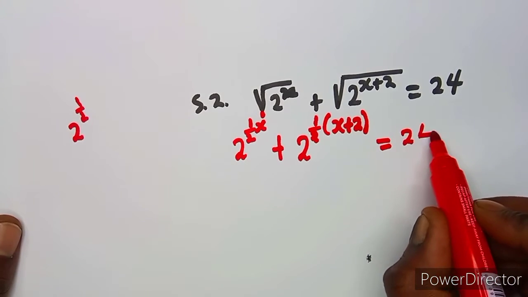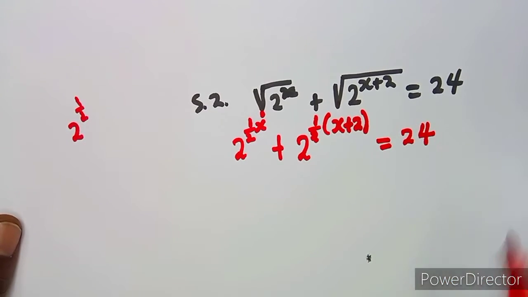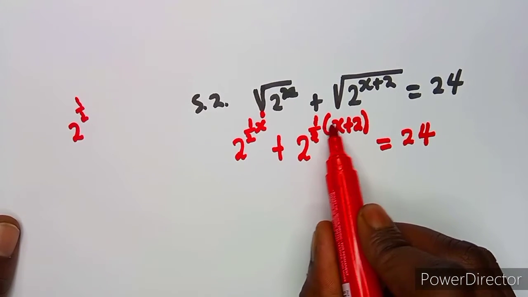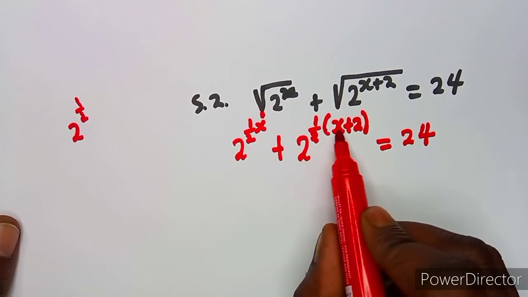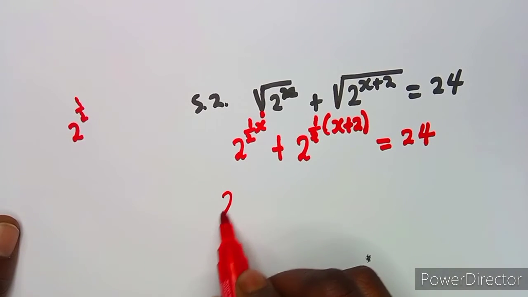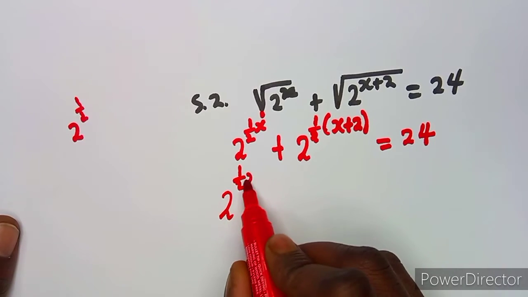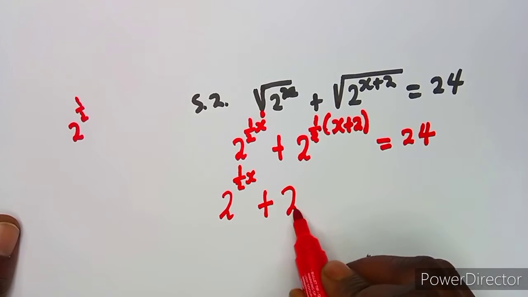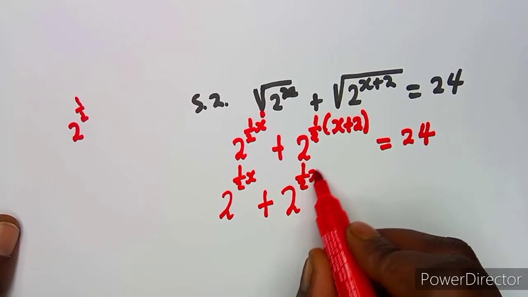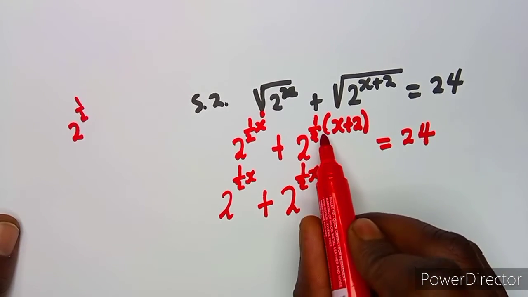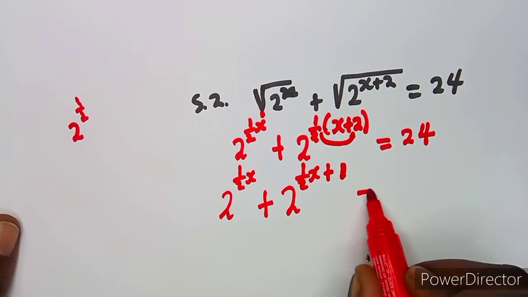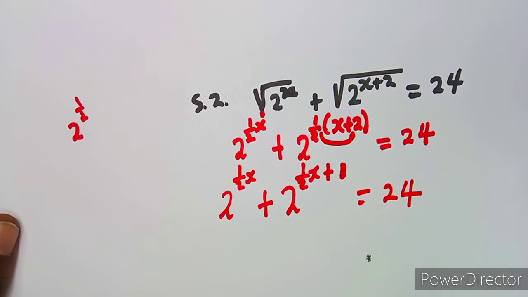This one, let's just rewrite as it is. This we'll see later on. Then if you cross check here, there is an exponent and an exponent, so you can actually expand brackets, which is 2 to the exponent of half x plus half times x, plus 2 to the exponent of half x plus half times 2, which is going to give us a 1 there, and this is equal to 24.